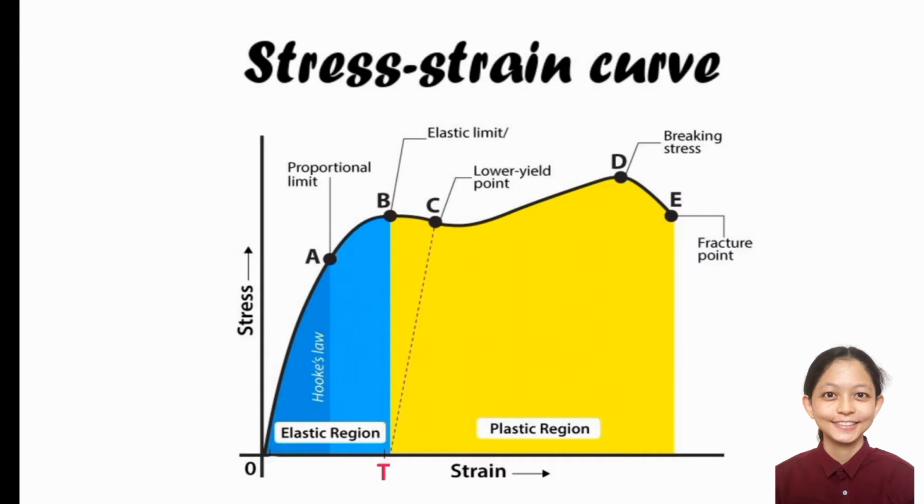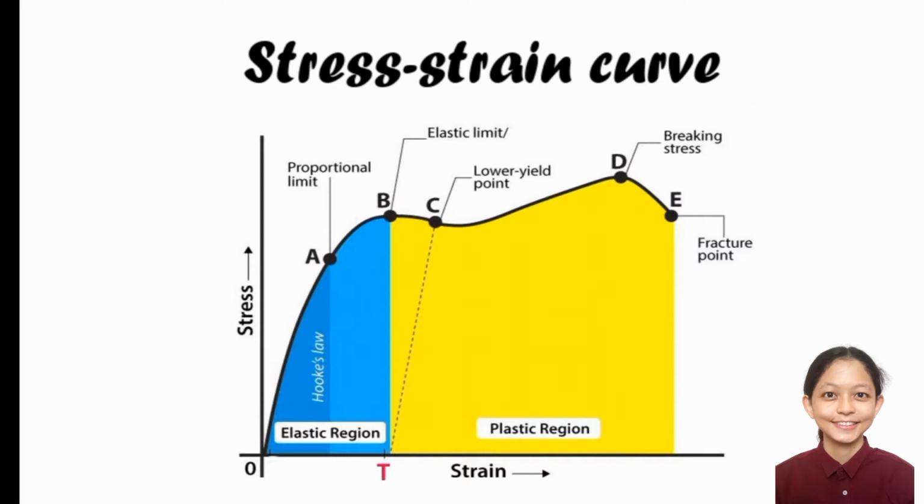Point B is the elastic limit of the metal. Beyond point B to point C, the metal is permanently stressed and will never regain its original shape. When the stress is removed at point C, the metal has a permanent extension of OT, which means when the force is removed at point C, it will not return to point O.